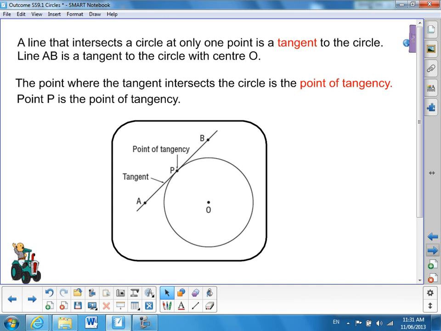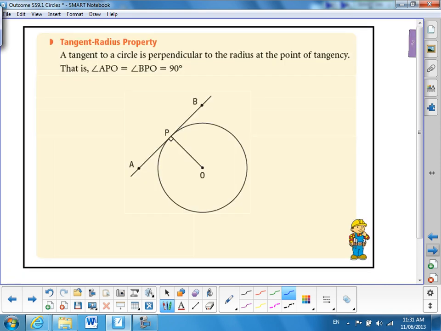Line AB, in this example, is tangent to the circle with center O. The point where the tangent intersects the circle is called the point of tangency. So this little point at P is called the point of tangency. This line AB is tangent to the circle. We're going to learn some rules about the point of tangency and the tangent line today.